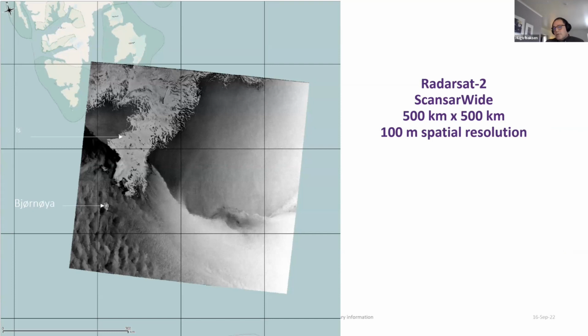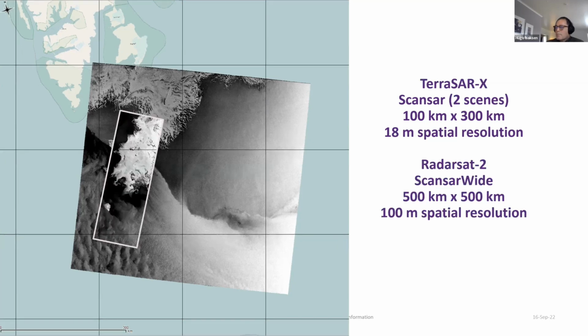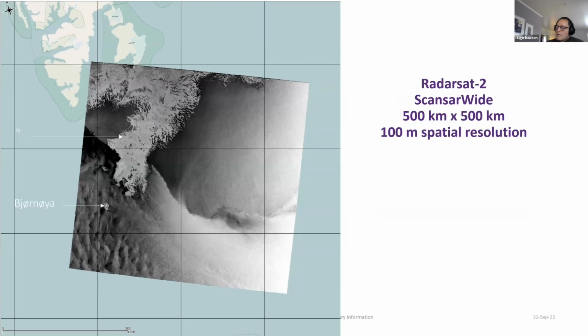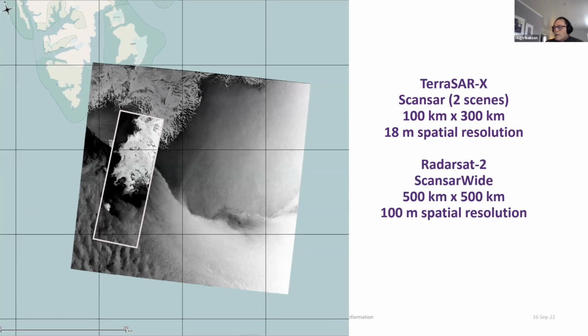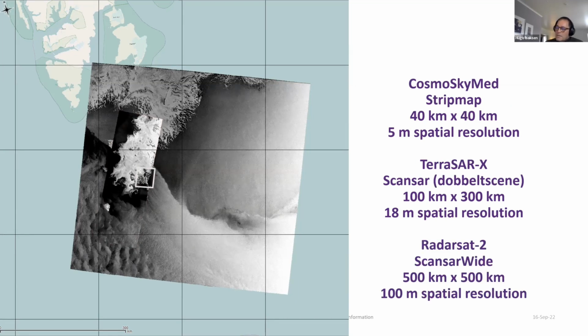Here's an example of different resolutions, and here we see the sea ice north of Bjørnøya. The first image here is a 500 kilometer wide radar sensor, 100 meter spatial resolution. We look at the TerraSAR image with 18 meter spatial resolution here. It's a 100 kilometer wide spot. And a 5 meter resolution Cosmo-SkyMed strip map image.